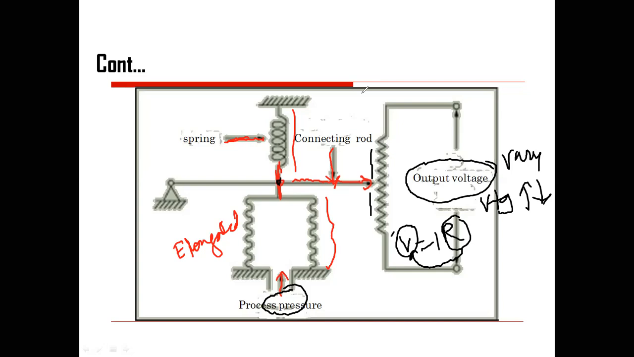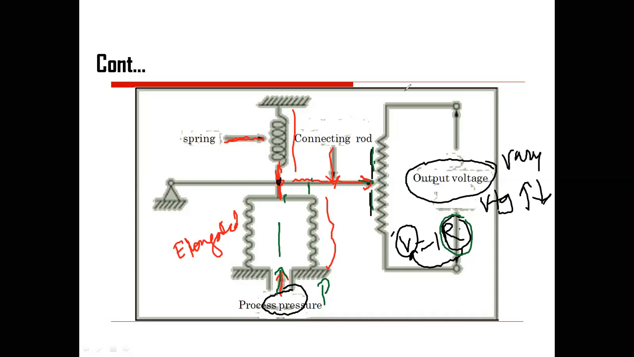Actually, the change in voltage is caused by a change in resistance, and this change in resistance is due to the movement of the pointer. But the movement of the pointer depends upon the input pressure. If you increase this unknown pressure as an input, there will be a large elongation across the bellows, or the deformation will be much greater. As the deformation increases, this will try to shift in the upward direction.